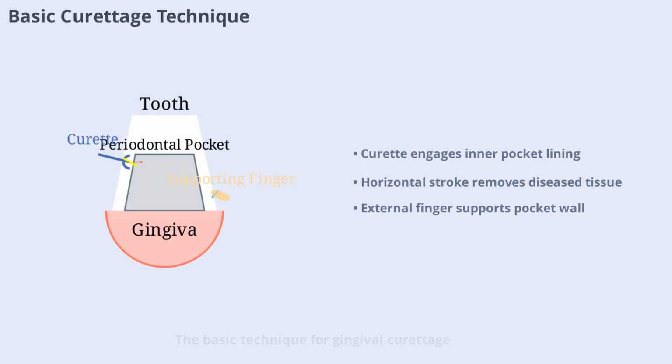The basic technique for gingival curettage involves performing the procedure under local anesthesia. A selected curette is adapted with its cutting edge against the diseased tissue. The instrument is inserted to engage the inner pocket lining, typically using a horizontal stroke. The pocket wall may be supported by external finger pressure to stabilize the tissue during the procedure.